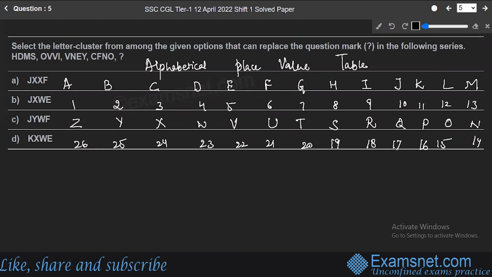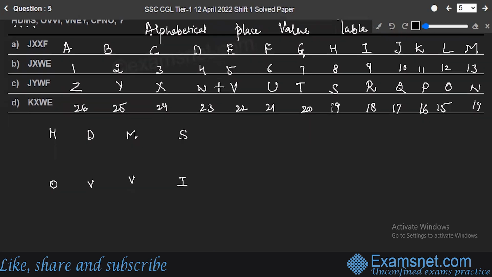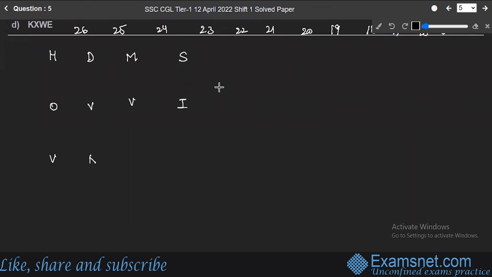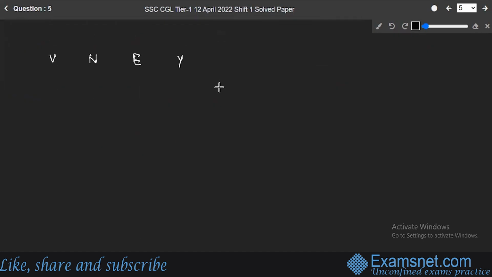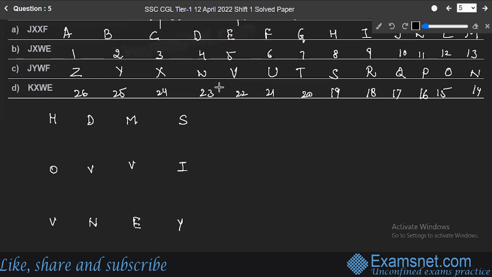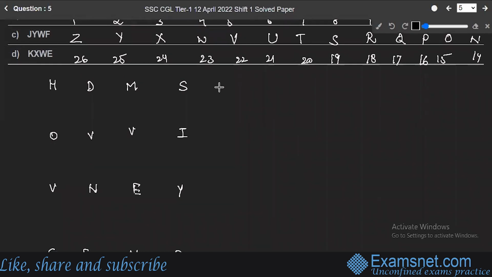Let's go with the logic of the question now. First of all, you have HDMS. Let's write down HDMS, and write down the place values. After that you have O, V, V, I. Then you have V, N, E, Y. And then you have C, F, N, O. Right? Now let's write down the place numbers of all these alphabets.